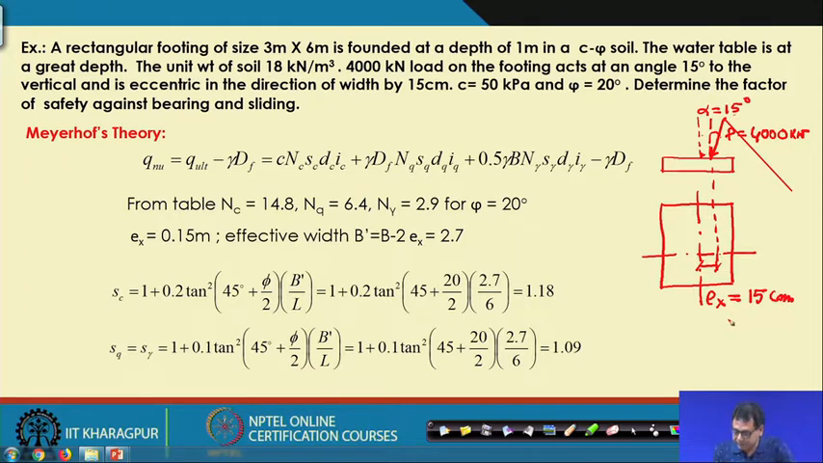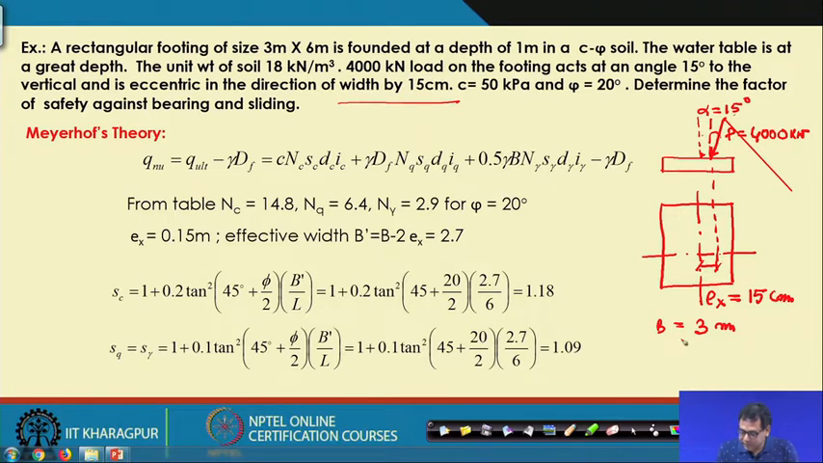In the lengthwise direction there is no eccentricity. So eccentricity is only in the widthwise direction, which is 15 centimeter, and the total width is B equal to 3 meter. If I do B by 6, that is greater than 15 centimeter, so it is within the middle third portion. So there will be no tension developed in the foundation.